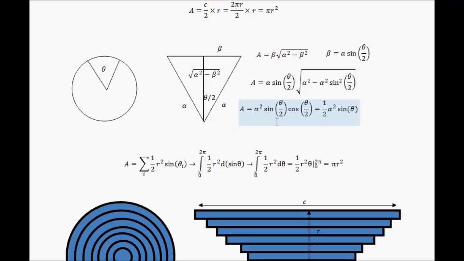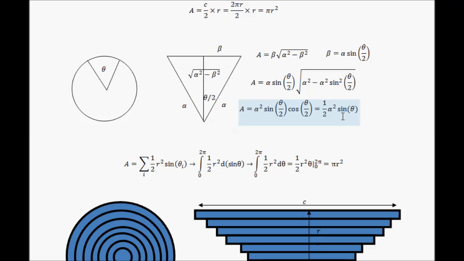But we know from the double angle formula that sine a cosine a is equal to a half sine of 2a. So of course you just substitute theta over 2 for a, and you end up with this. This is just the double angle formula. Feel free to look that up. I think I referred to it in previous videos. I'm not going to derive it in this one. This is just trigonometry here. So using the double angle formula, we can convert this into a half alpha squared sine theta.